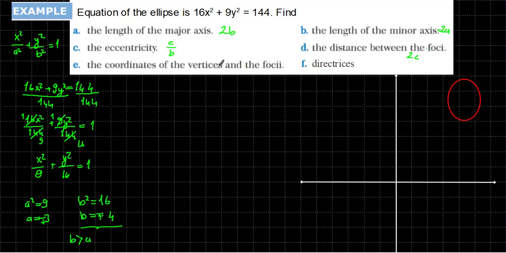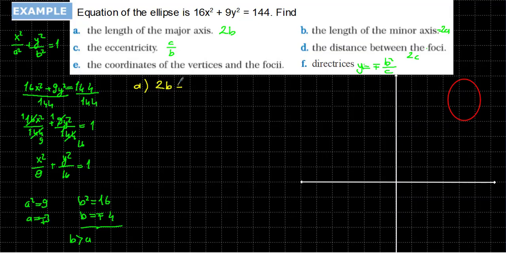And the coordinates of the vertices and the foci we are going to find now, and the directrices are going to be y is equal to plus and minus b squared over c. Okay, this part is important. Okay, let me find the values now. I'm going to continue with the major axis.